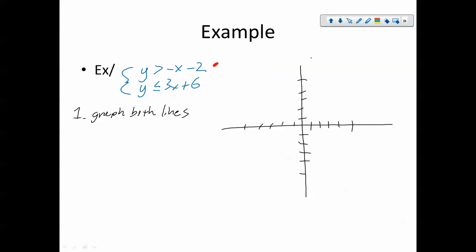So this is a -2 y-intercept. A slope of -1, right? Remember, there's nothing in front of the x, so we assume it's a 1, and because it's negative, it's -1, which tells me to go down 1, right 1. Down 1, right 1. Is this a dotted line or a solid line? It is a dotted line.